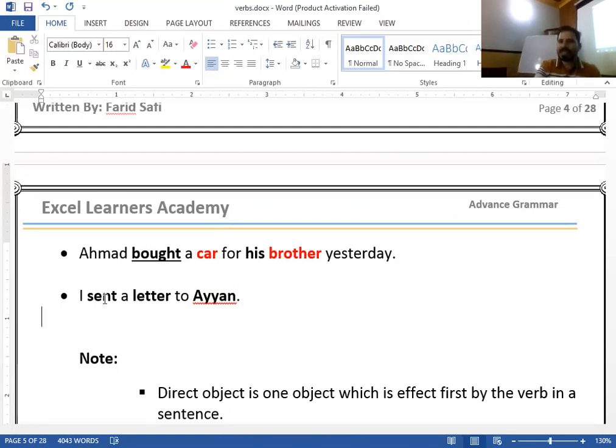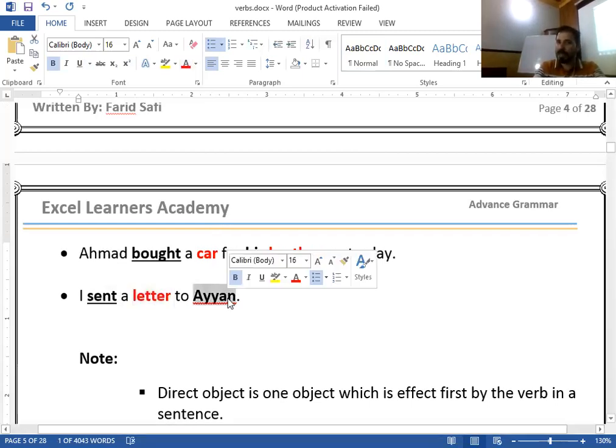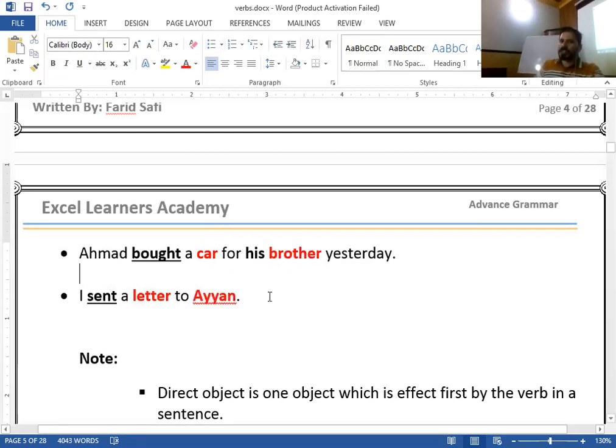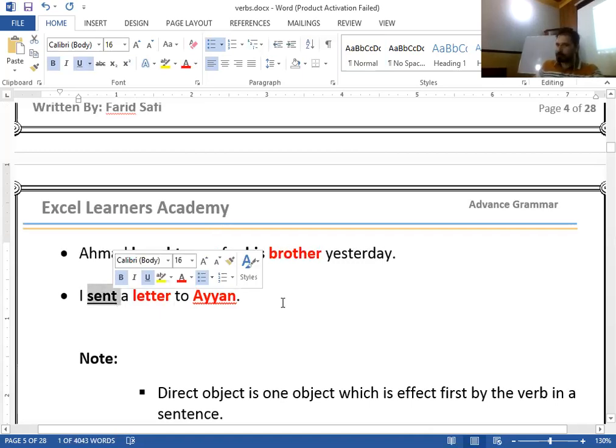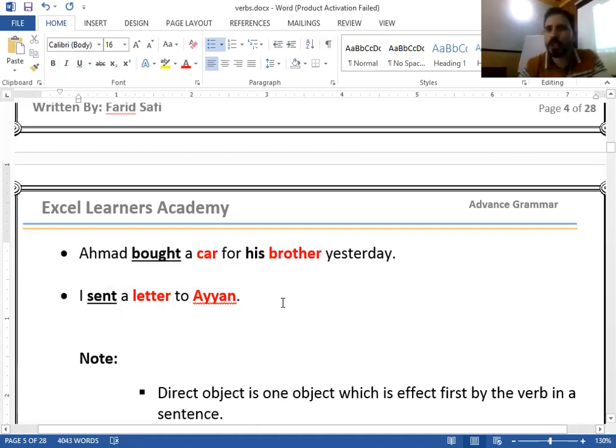Now here, I sent a letter to Ayan. What is letter? It's an object. To Ayan. What is Ayan? Again, it's an object. So how many objects do I have? Two. So sent is a ditransitive verb. Ditransitive verbs take two objects. How many objects? Two objects. Very good. Let me explain in more detail now.